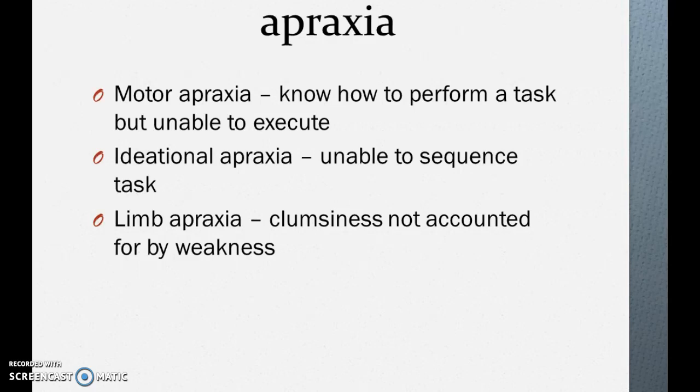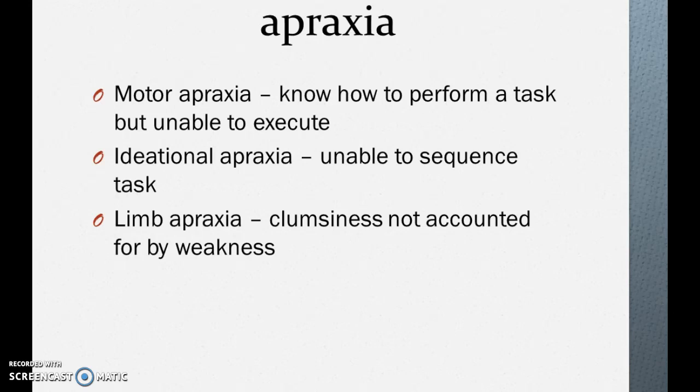Another type of apraxia is ideational apraxia, where they cannot sequence a task. So if they're trying to put their shoes on and socks on, maybe they put their shoes on first and then their socks. With ideational apraxia, the patient can also confuse what an object is and what it's used for. So if they're trying to get ready in the morning and they see a brush and soap, they may try to take the soap and use it to brush their hair.